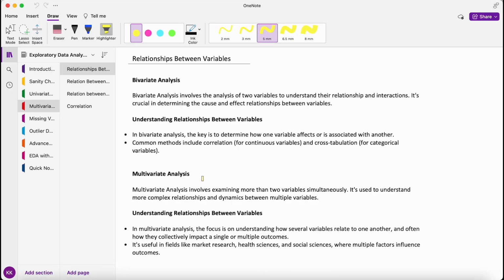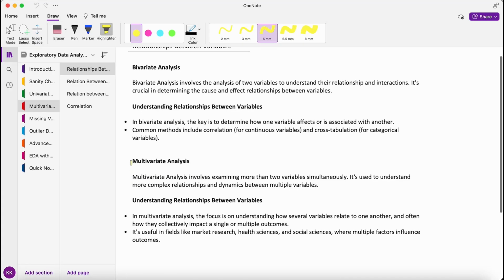Now, moving beyond bivariate analysis, we come to multivariate analysis, where we delve into more complex territory, examining more than two variables simultaneously. This method helps us to unravel the intricate web of relationships and dynamics between multiple variables. In multivariate analysis, our focus shifts to understanding how several variables may interrelate and how they might collectively impact a single outcome or multiple outcomes.